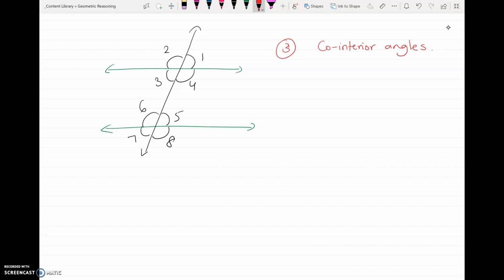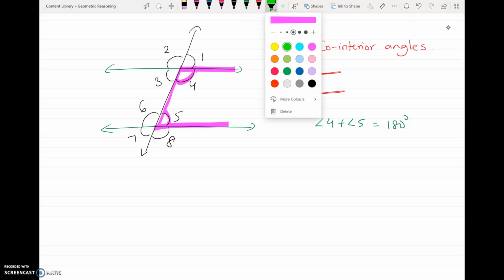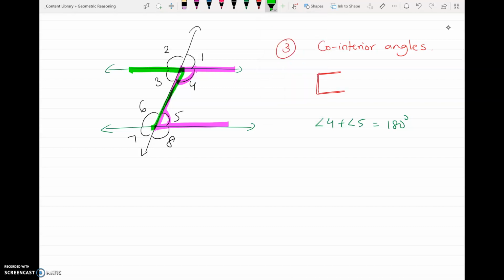Now how to identify them? For identifying them, we are going to look at letter C. And unlike the ones that we did before, for corresponding and alternate angles we had 4 pairs, but in this case we will just have 2 pairs of co-interior angles in parallel lines. So let's make a C here and see what the 2 angles are. The 2 angles will be 4 and 5. So I can write angle 4 plus angle 5 equals 180 degrees. And let's write the second one that we have, which is again 3 and 6. Angle 3 plus angle 6 equals 180 degrees.